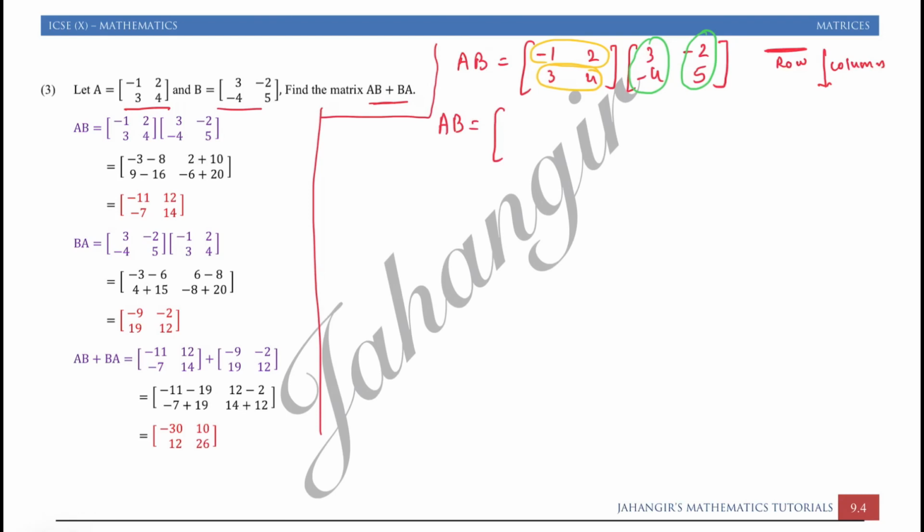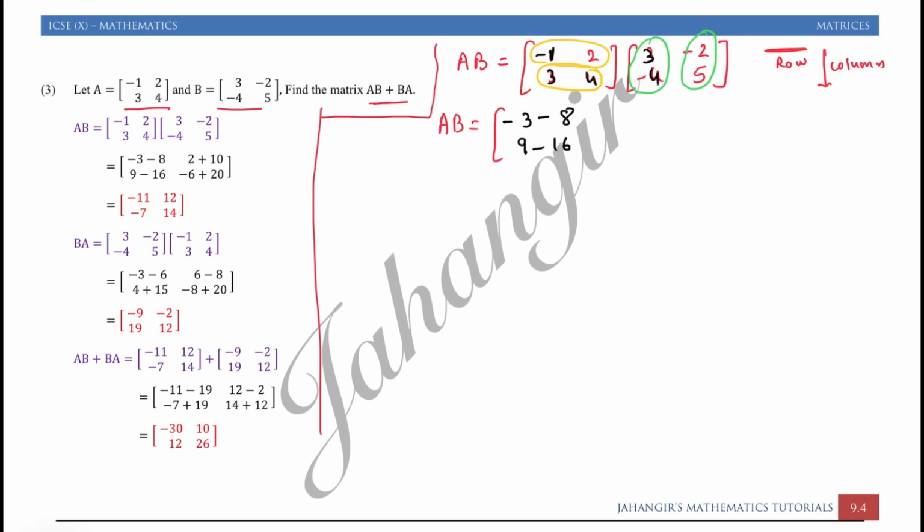So minus 1 into 3 is minus 3, plus, in between we have plus, 2 into minus 4 is minus 8. So let's write minus 8 directly. Okay, now second row, that is 3 into 3, again 9. Then 4 into minus 4 is minus 16. First row, first column, second row, first column is completed.